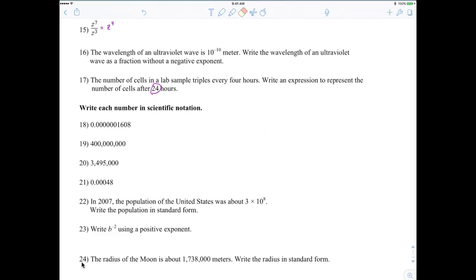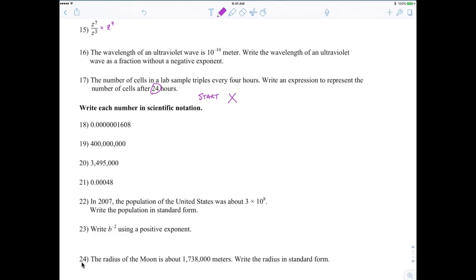So, all right, it says the number of cells in the lab triples every 4 hours. And it says write an expression to represent the number of cells after 24 hours. So when you start off with something, here's what I want you to do. We don't know how many cells we start off with, right? So that's x. Think of it like that. That's how you're going to start. You're going to start with something unknown.